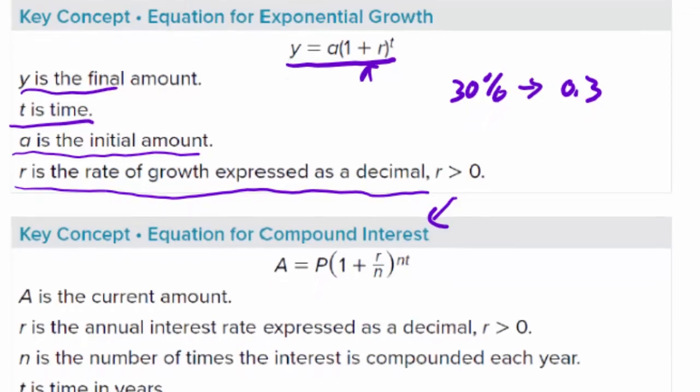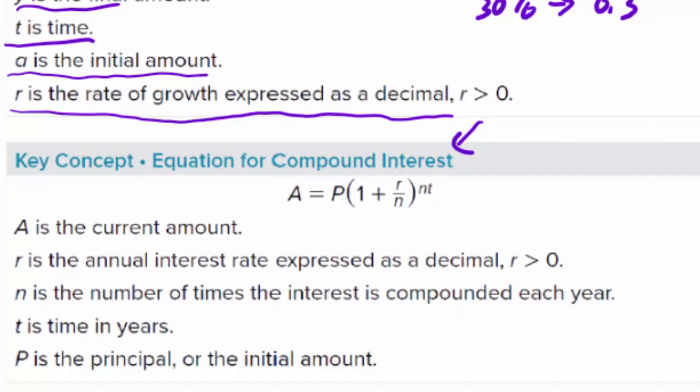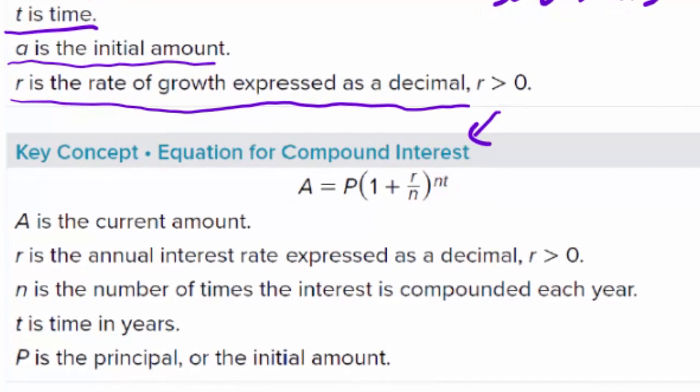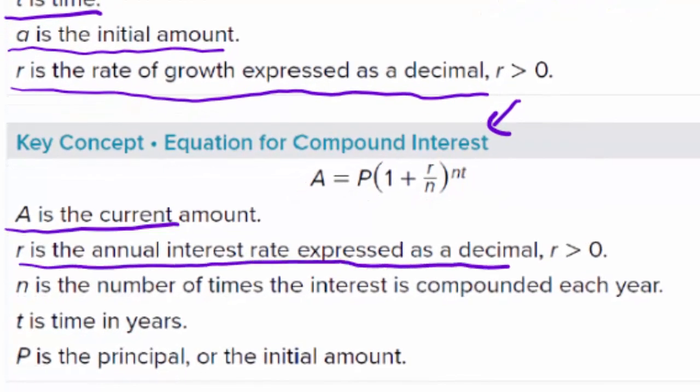Compound interest is earning interest on top of interest. So it's not straight simple interest divided by time. So A is the current amount. R is the annual interest rate as a decimal, just like before. But the word annual here means it's based on 1 year. N is the number of times the interest is compounded each year. So N in this context means, let's say a bank's paying you interest every month. That's 12 times a year. You're being compounded. You're paying interest 12 times a year. That's what it means by compounded. So N is how many times a year. So if it's compounded once a year, N is just 1. If it's monthly, N is 12.